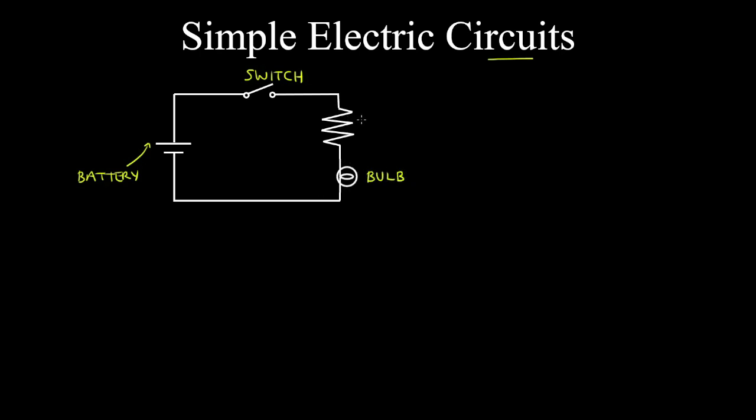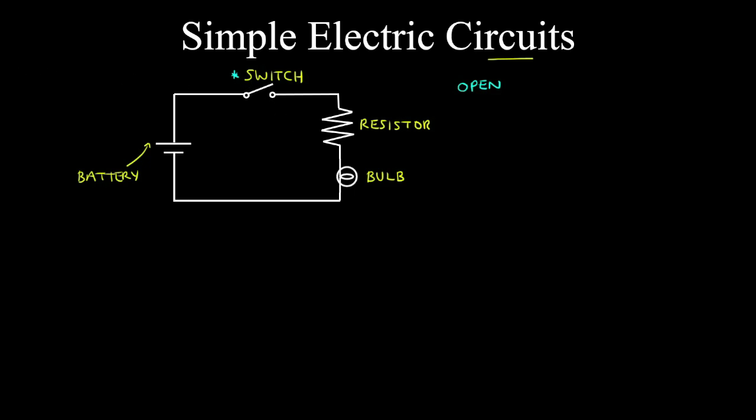And you may also have a resistor in the circuit to prevent too much current flowing through this light bulb and blowing it up. Now an open electrical loop, such as this one, which is created by this open switch, does not allow charges to flow. So that's what we call an open circuit.